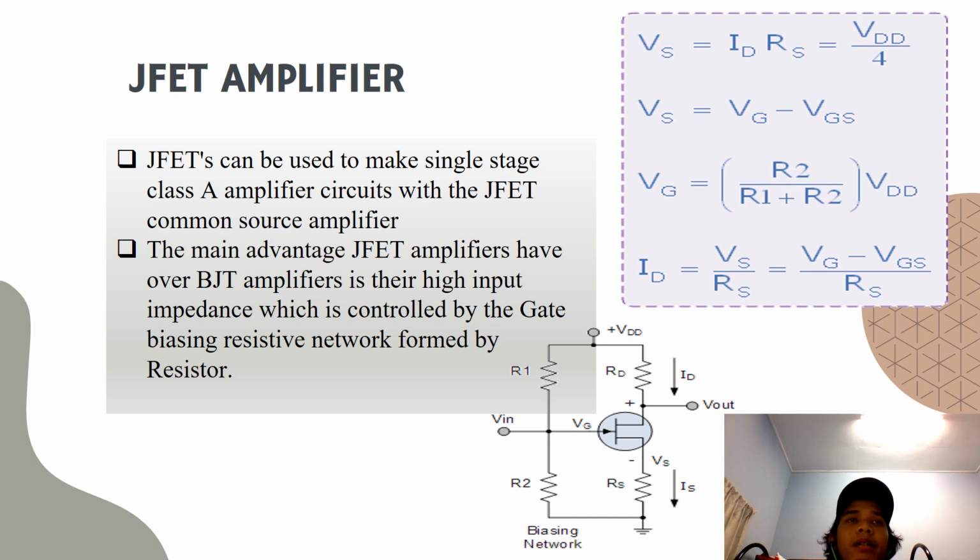JFET amplifier. JFET can be used to make single-stage Class A amplifier circuit with the JFET common source amplifier. The main advantage JFET amplifier have over BJT amplifier is their high input impedance, which is controlled by the gate biasing resistive network formed by resistors. There you can see the equation for JFET amplifier.